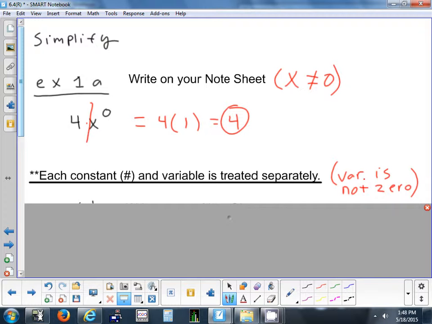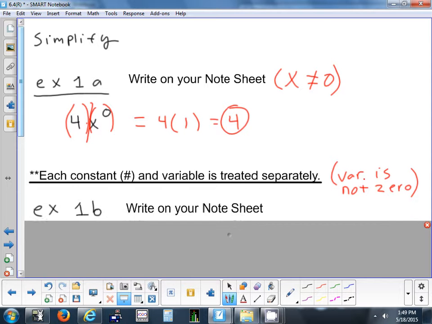The 4 and the x to the 0 aren't attached. We could have written it with parentheses around it if it makes sense to you, but we haven't done that all year. 4 with x means 4 times x. You have to treat these things separately. So it's 4, x to the 0 becomes 1. So don't fall into that. That's why in the warm-up I said you're going to make sure that you treat it separately. Make sure you remember that, okay?